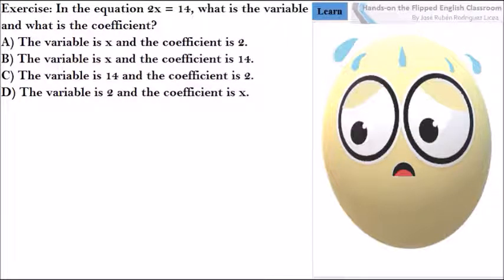Exercise. In the equation 2x equals 14, what is the variable and what is the coefficient? A. The variable is x and the coefficient is 2. B. The variable is x and the coefficient is 14. C. The variable is 14 and the coefficient is 2. D. The variable is 2 and the coefficient is x.